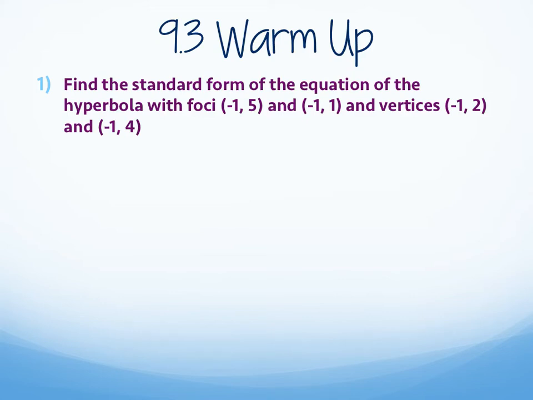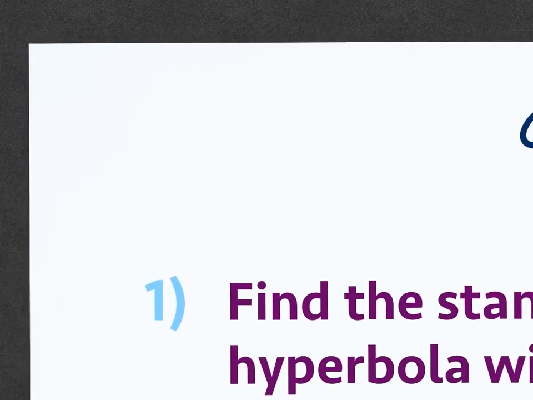So 1 and 2 on the 9-3 warm-up are covering what we covered last time about hyperbolas. We talked about hyperbolas being the last conic that we're going to cover. And they look like two parabolas pointing outward, and those things are called branches, okay? So a quick refresher that there's two different kinds of hyperbolas.